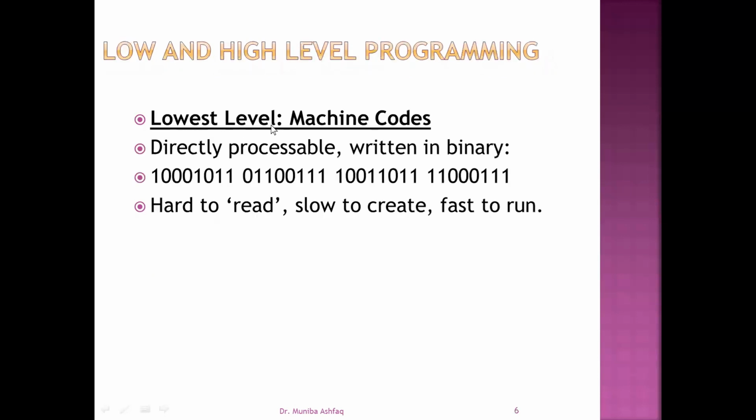The lowest level is the machine language level. These consist of different machine codes to perform a specific task. These are directly processable and understandable by the computers and machines. These are written in the form of ones and zeros or in the binary form. On one hand, it's really easy and understandable by the machines and the computer. But at the other end, it's really hard for a programmer to read and to remember these strings of codes, and it's really slow to create, but it's fast to run for the computers.